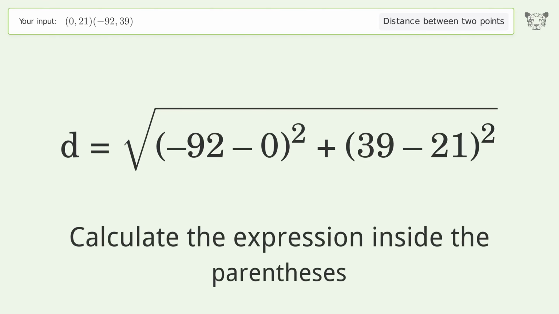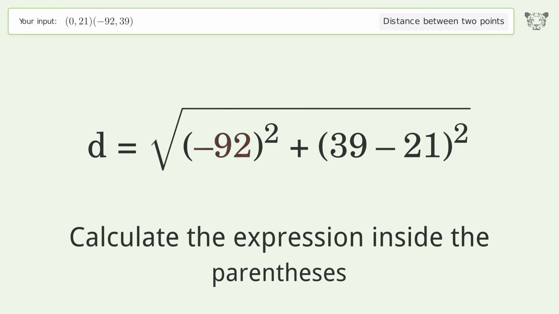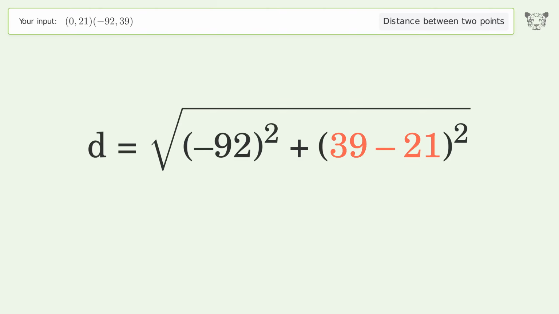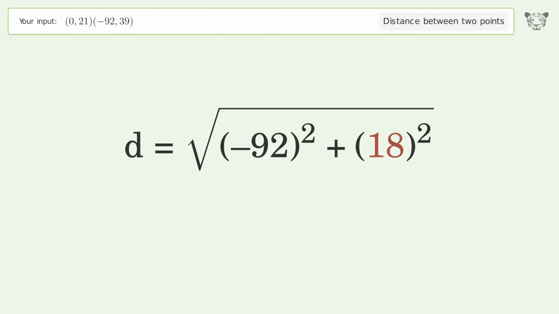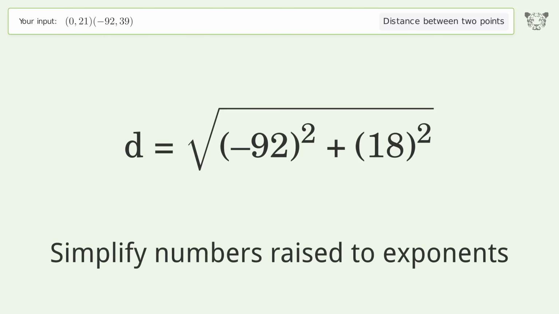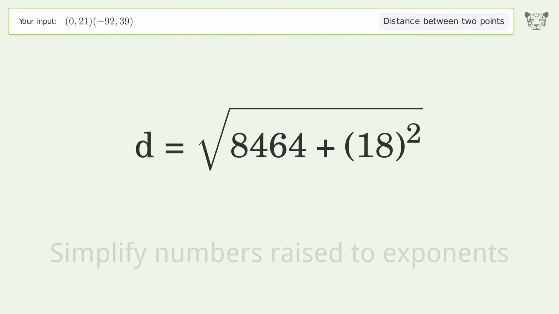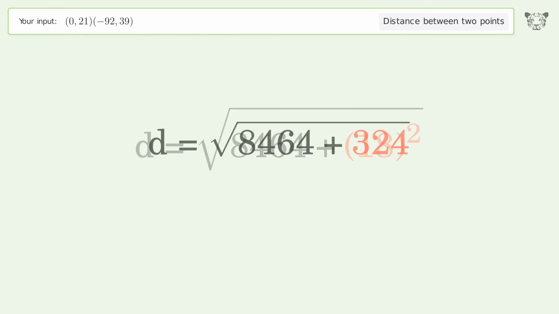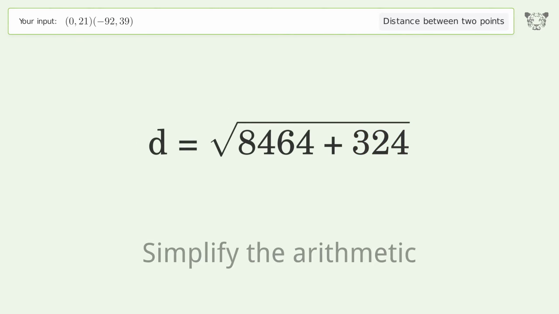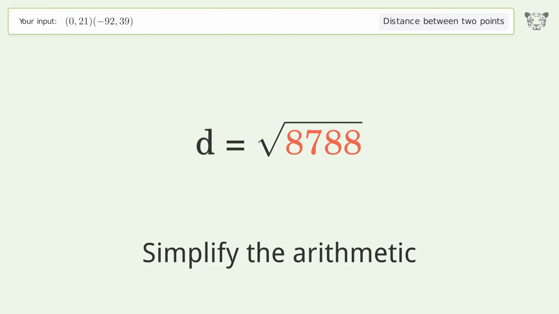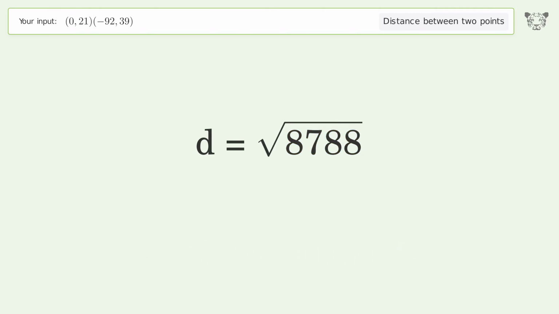Calculate the expression inside the parentheses. Simplify numbers raised to exponents. Simplify the arithmetic. And so the distance between the 2 points is the square root of 8,788, or 93.744.